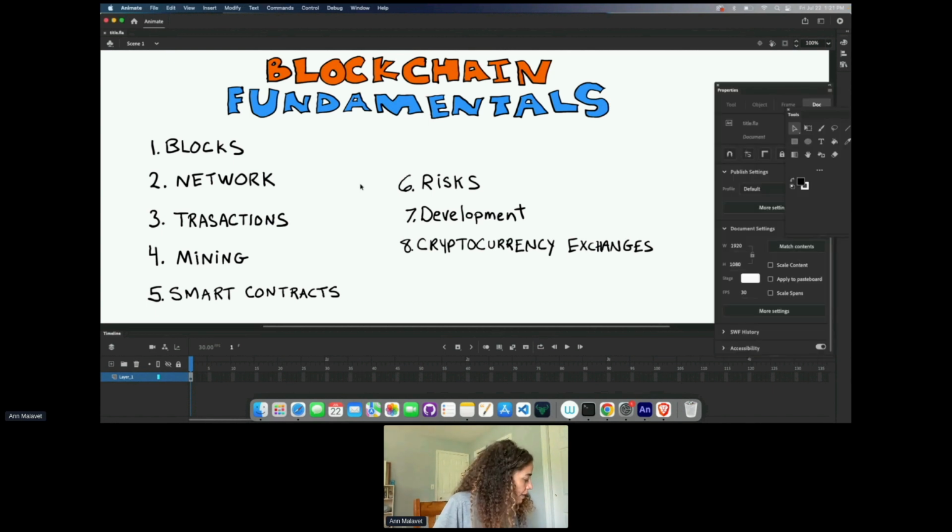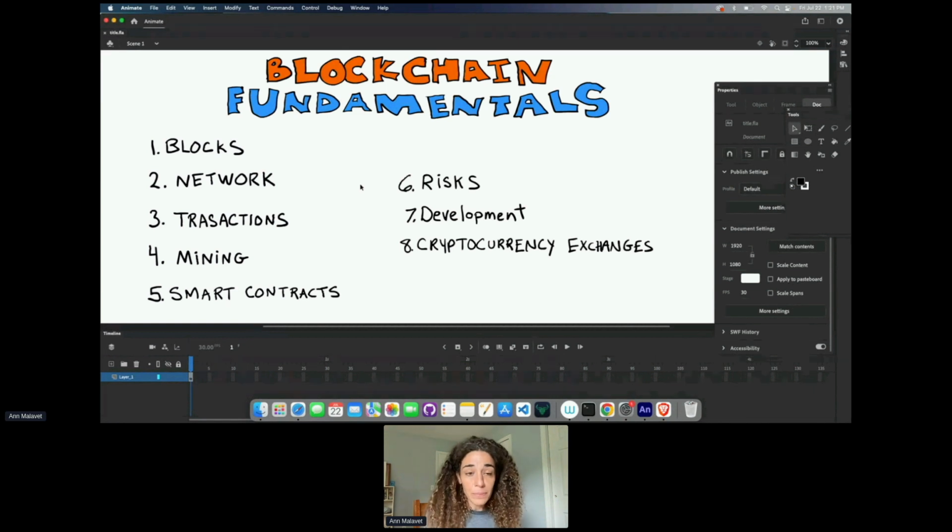I've organized some ideas for blockchain fundamentals. First is blocks, then followed by the blockchain network, then transactions on that blockchain, followed by mining, smart contracts, risks of blockchain development and cryptocurrency, and all of the other products of blockchain, some development ideas, and then also a little bit about cryptocurrency exchanges. So let's talk about blocks.